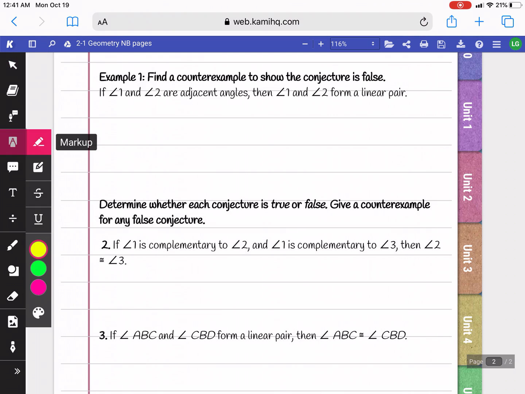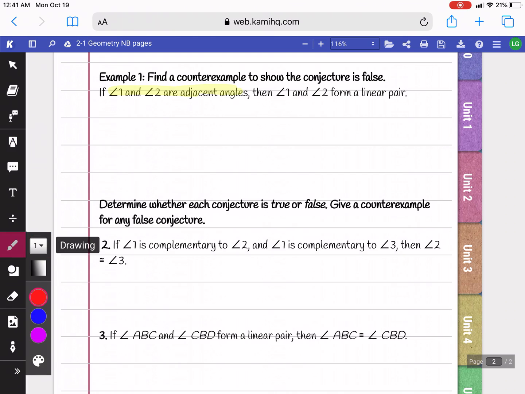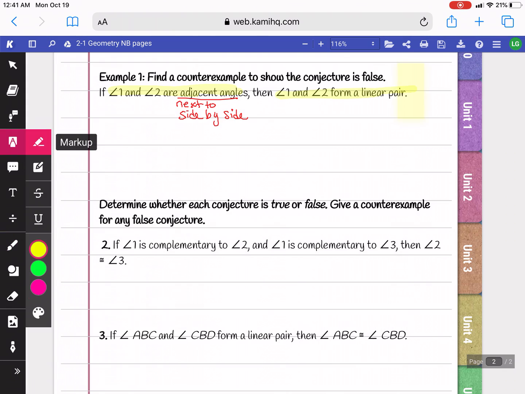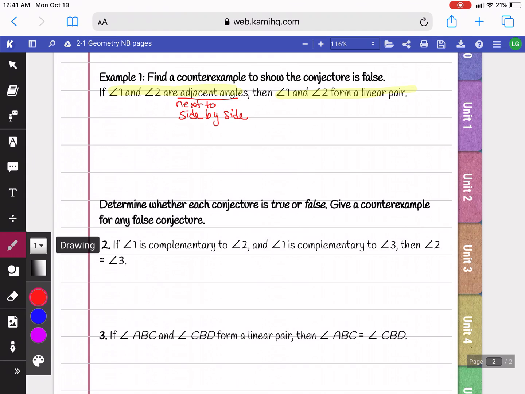So in example 1, we're going to find a counterexample to show that their conjecture is false. Here they're saying angle 1 and angle 2 are adjacent angles. Remember, adjacent means next to or side by side. They're saying then angle 1 and angle 2 form a linear pair. So you have to understand what a linear pair is here. A linear pair means they form a straight line. So angle 1 and angle 2 would form a straight line.